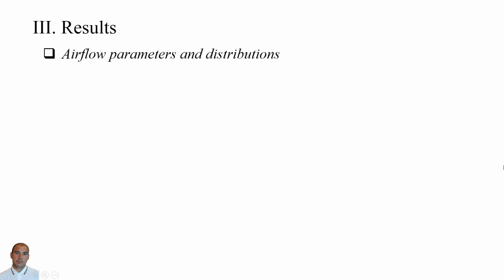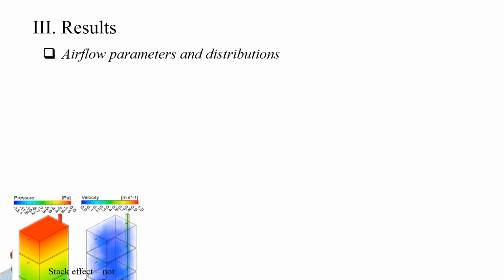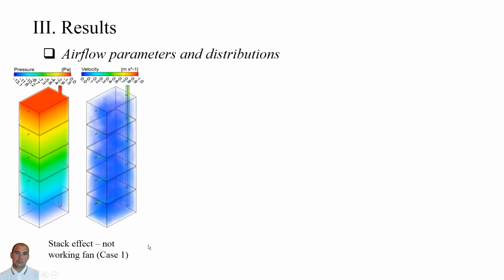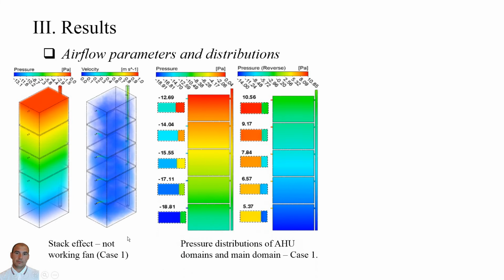This slide shows the results of airflow parameter and the distribution. For case 1, 3 different modes of air handling units were simulated: no working fans, supply airflows, and exhaust airflows. The pressure and velocity distribution present the case when the fans of the device are not working. In this case, only buoyancy forces drove the airflow in the building, and the distribution of the air pressure in the building shows the influence of the stack effect on the velocity distribution.